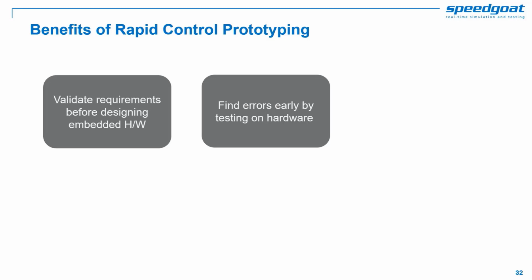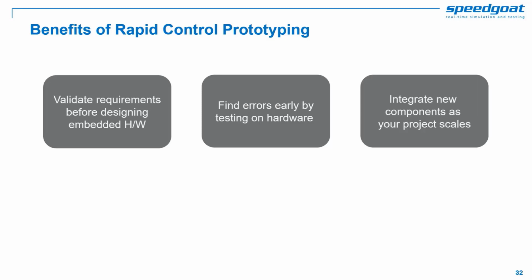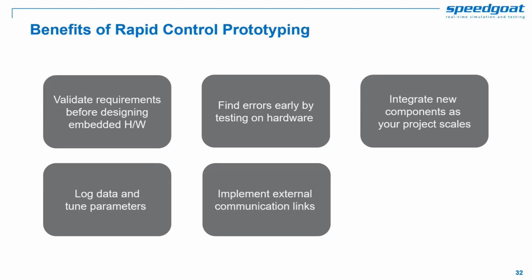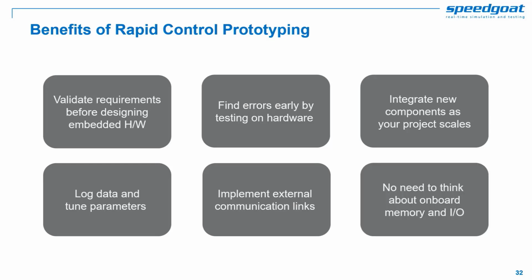Some mistakes can be found also with desktop simulation, but we know that testing on hardware can introduce new variables. You can change requirements as you are validating and finding mistakes. For example, you can integrate new components, such as new I/O channels, without having to redesign the embedded hardware. You can tune parameters and log data using MATLAB and Simulink. You can add communication interfaces by simply using driver blocks, and you keep the focus on the control algorithm. Eventually, you don't have to think about accessing onboard memories and I/O registers.